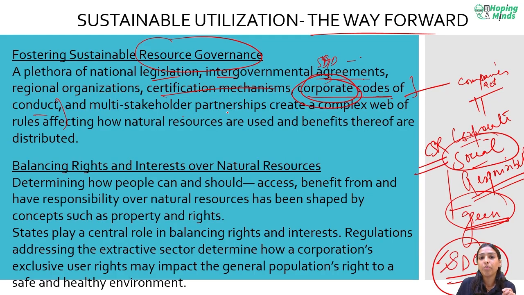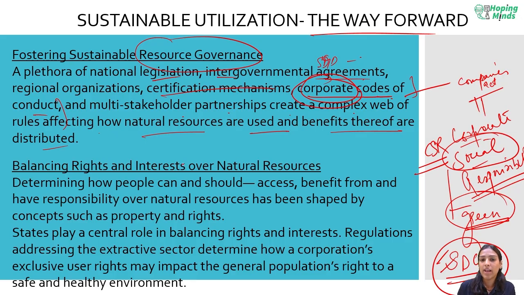And multi-stakeholder partnerships create a complex web of rules affecting how natural resources are used and how benefits thereof are distributed. So there has to be sustainable resource governance. Resources cannot be left at the mercy of every person to use howsoever they want. Now we have petrol. Is it left at the mercy of anyone? Can you use it however you want? No, there are proper government rules for the same. There are permits for who can own a petrol pump. So other resources as well should be under good governance.